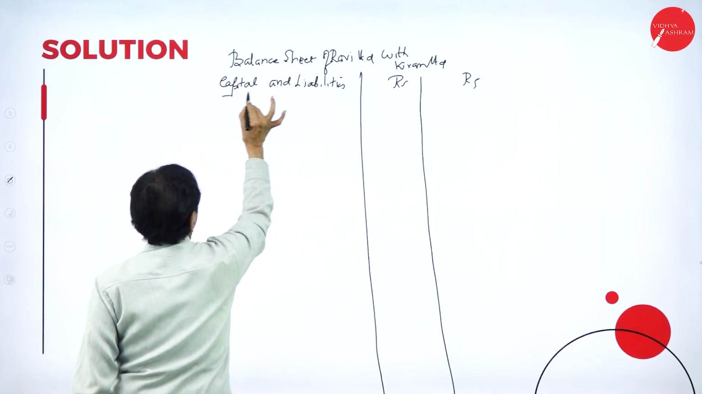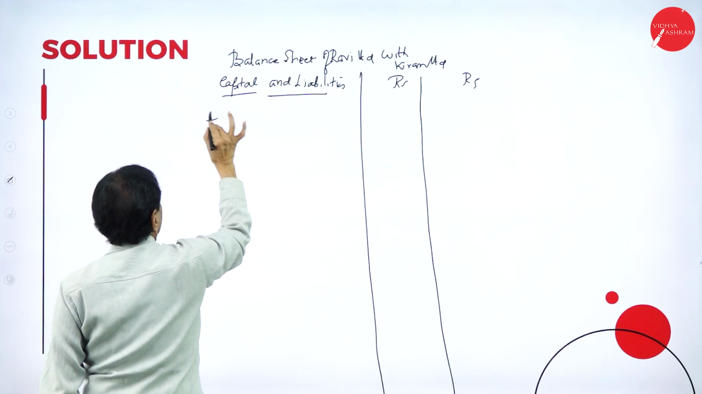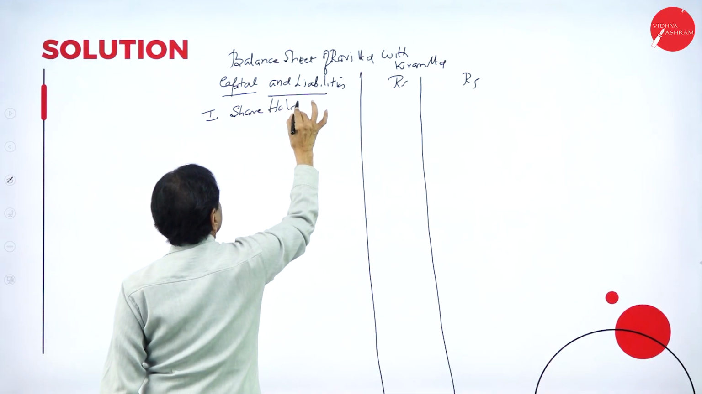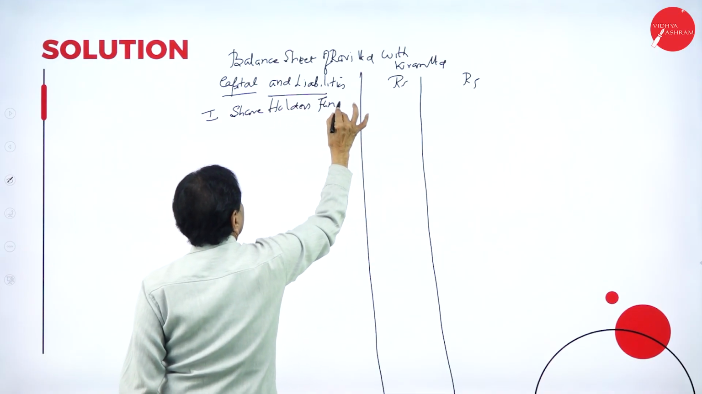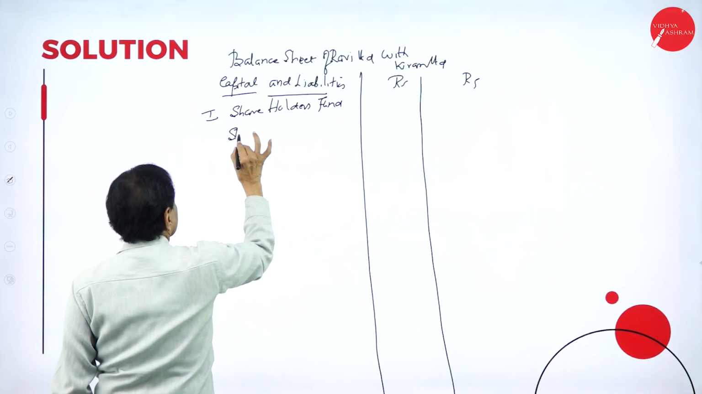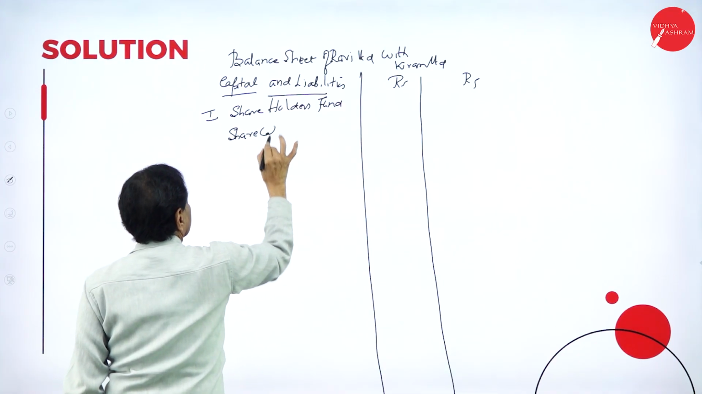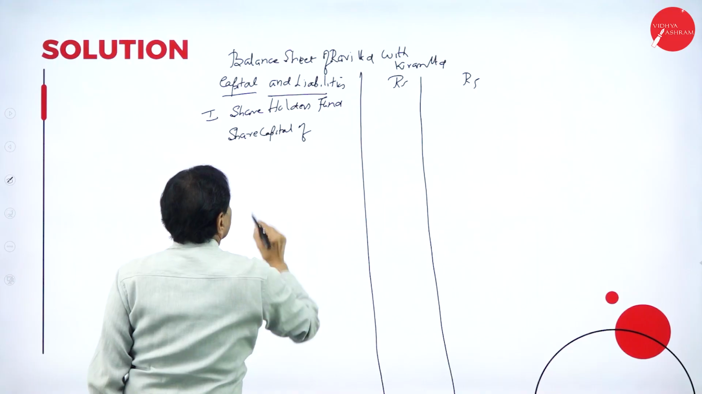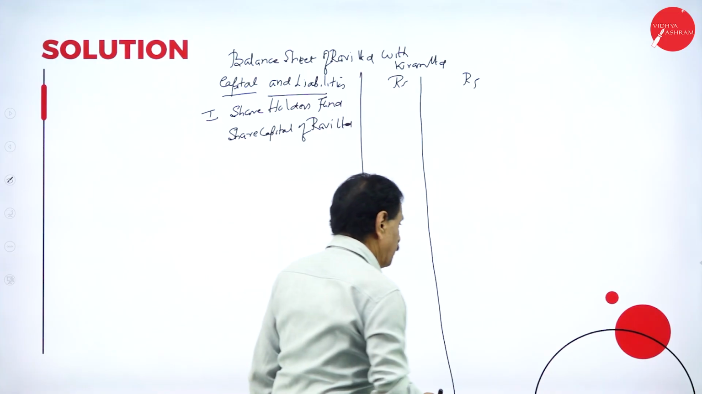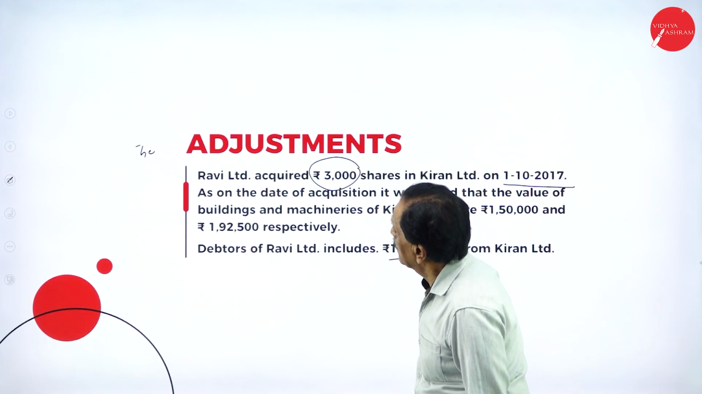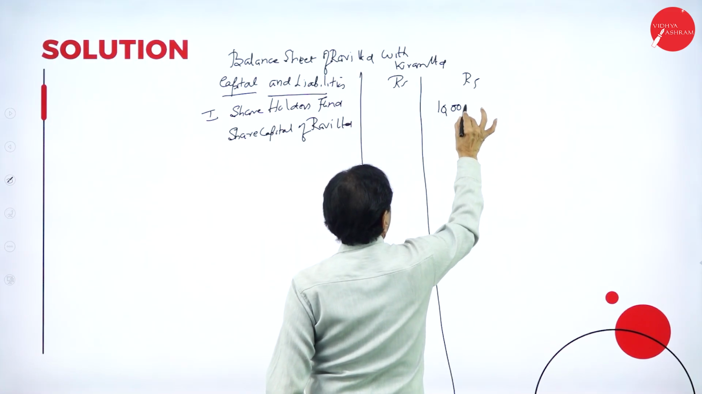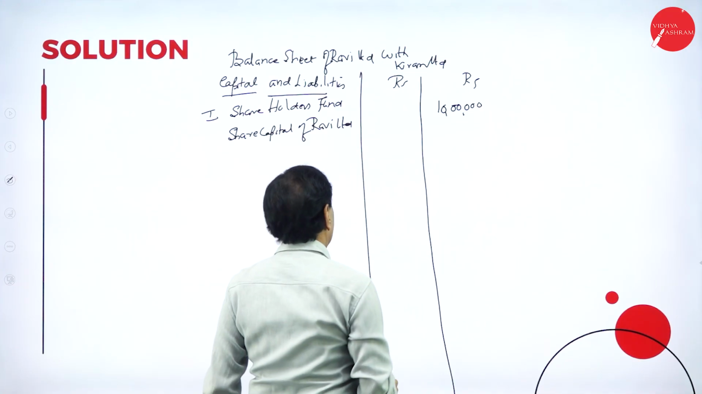Slowly, we can do it. Number 1, shareholders' fund. Number 1, share capital of Ravi Limited. Share capital of Ravi Limited. See the balance sheet. How much is there? 10 lakh. 10 lakh rupees.